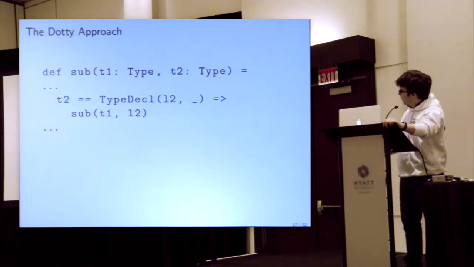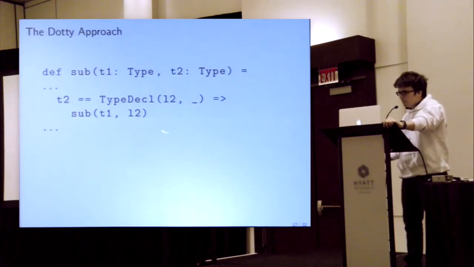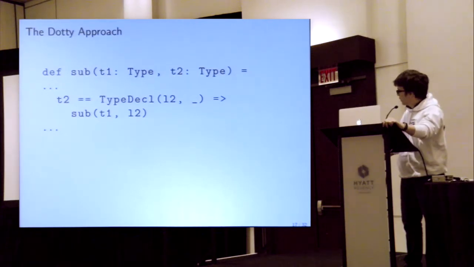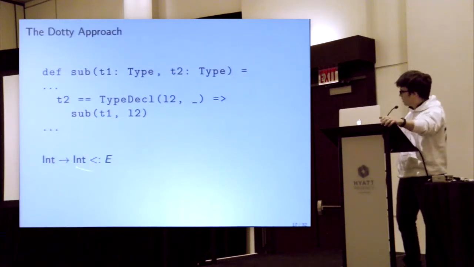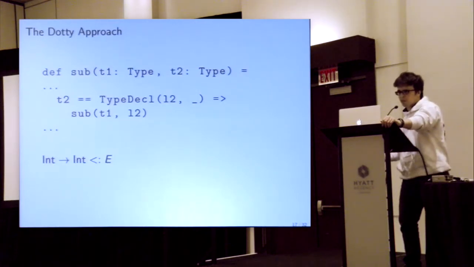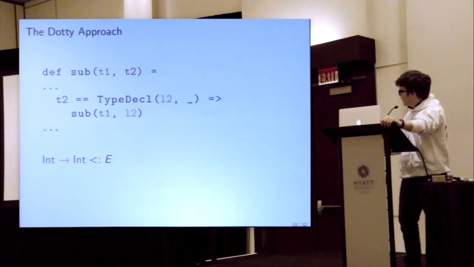Okay, so why does that type check? So this is a very simplified version of the subtype routine inside Dotty. You can see that it takes two types, T1 and T2, and it returns a Boolean. The question that we want to answer is, why is it that int goes to int is a subtype of E in the previous example that we saw? And we will answer that question with the help of colors.